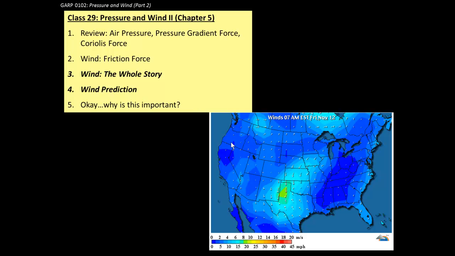All right? So in the last section, we're going to go a little bit big and expand this out a little bit and look ahead at why all this is important in terms of atmospheric circulation.